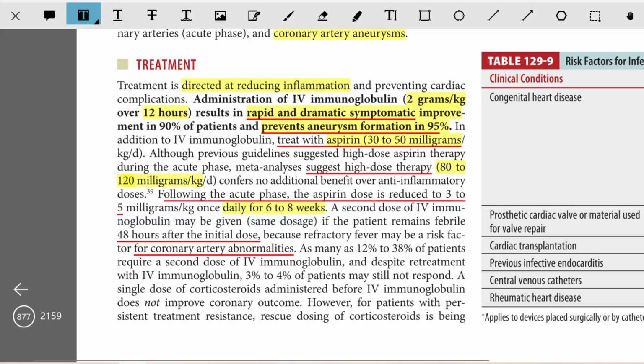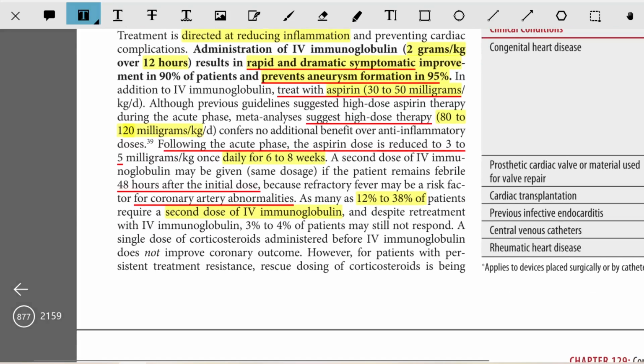A second dose of immunoglobulins may be given if the patient remains febrile even after 48 hours of the initial dose, because refractory fever may be a risk for coronary artery abnormality. So the second dose can be repeated. As many as 12 to 38% of patients require a second dose of immunoglobulins, and despite retreatment with IV immunoglobulins, 3 to 4% may still not respond. This is a lower fraction, but still it is considered.